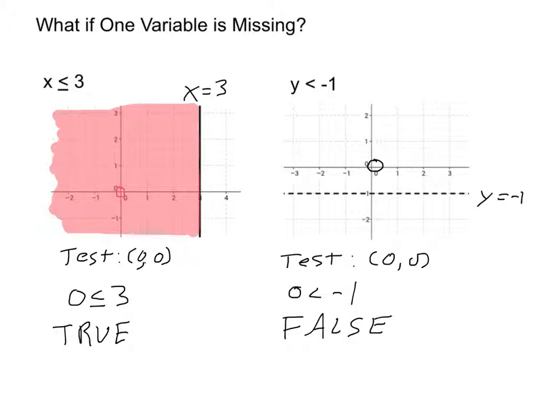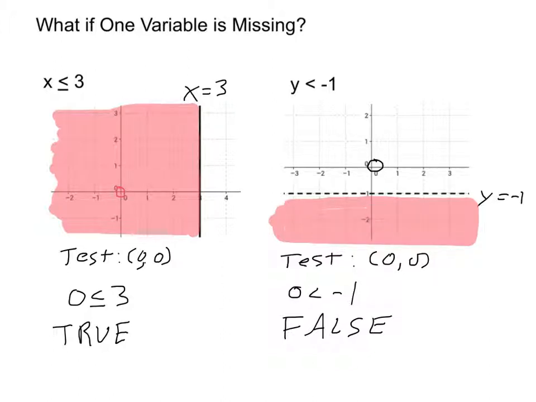So because that's false, I know that my solutions are not on the same side of the line as the 0, 0. So I'm going to shade everywhere else. I'm going to shade down here. And again, you're just trying to do your best here. It doesn't need to be perfect. You're just trying to indicate that this is the case.